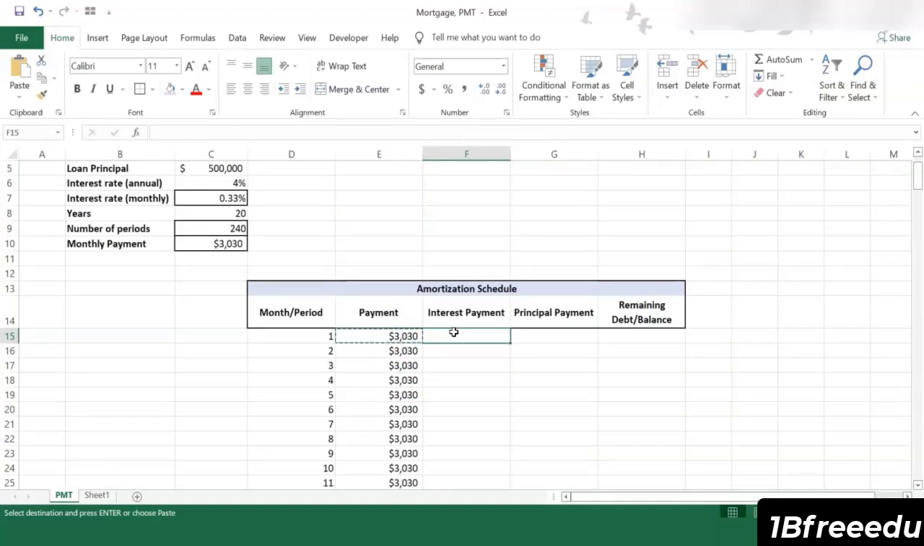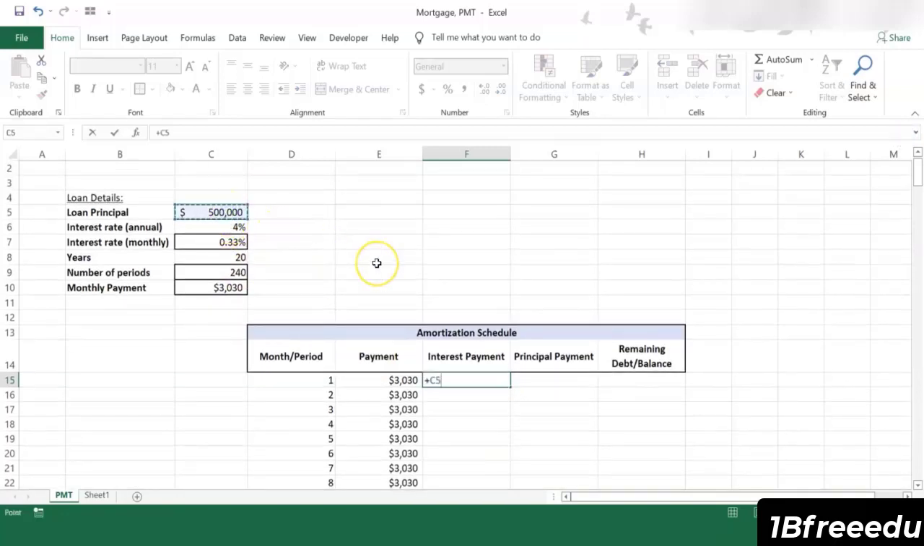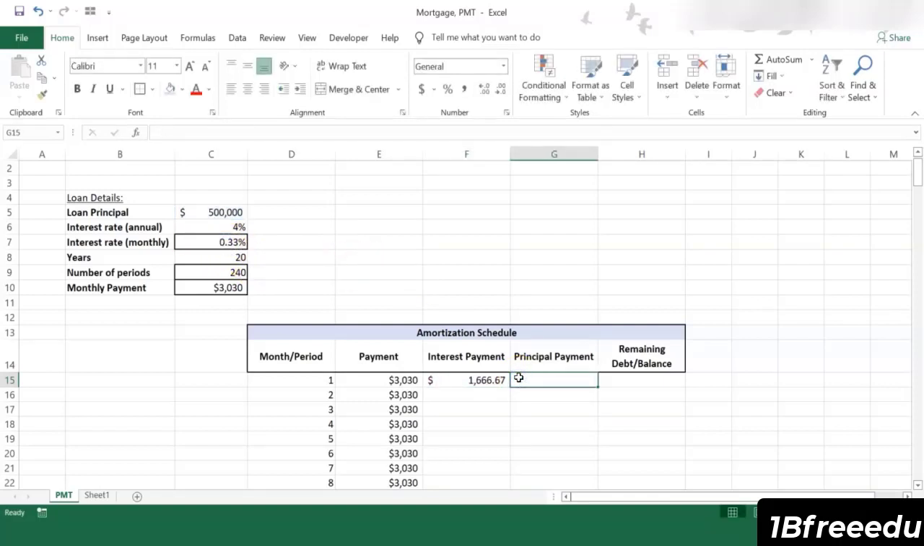For the first month, our interest payment is the largest because we need to calculate the interest on the full loan amount. And our interest payment would look like this. It's the $500,000 multiplied with the interest rate. And our principal payment is the difference between the payment and our interest payment.